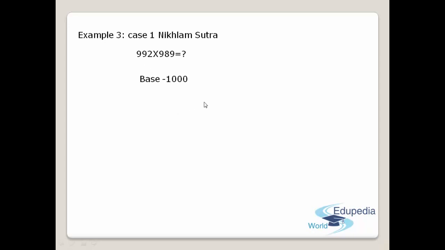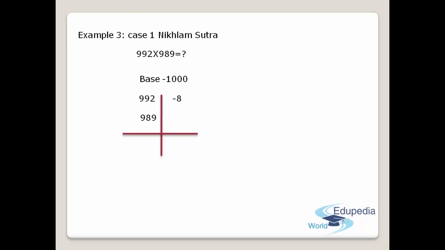After finding the base, you write down the number 992 like this, and also 989 below 992, placing a horizontal bar as well as a vertical bar. Now check the numbers 1000 and 992. Here 992 is 8 less than 1000. Since the number is less, you keep a negative sign with it, so you write minus 8.